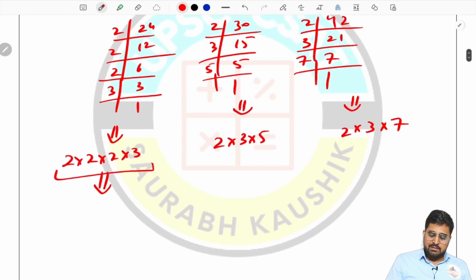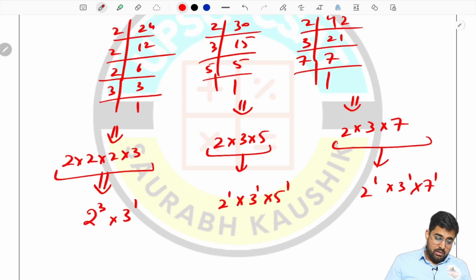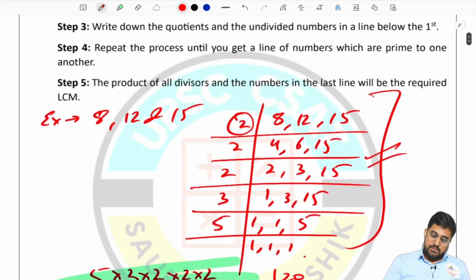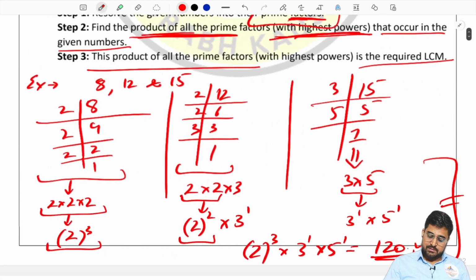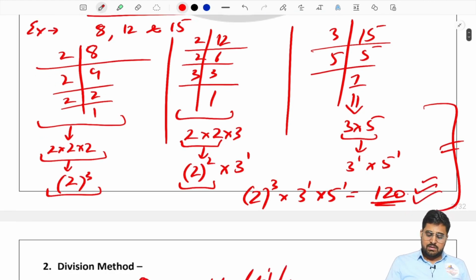We can write this in power format like this: 2 to the power 3 into 3 to the power 1. And these are singles, so you can write 2 to the power 1, 3 to the power 1, 5 to the power 1. And this also: 2 to the power 1, 3 to the power 1, and 7 to the power 1. Now in the multiple method we have done, please pay attention.